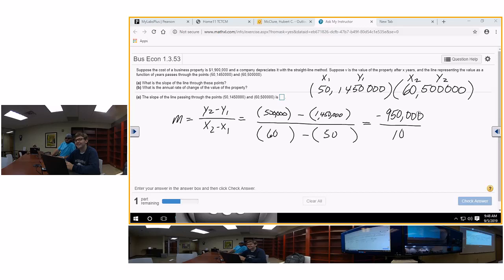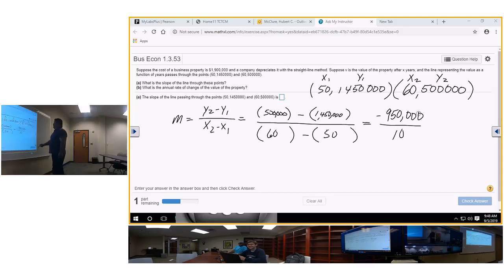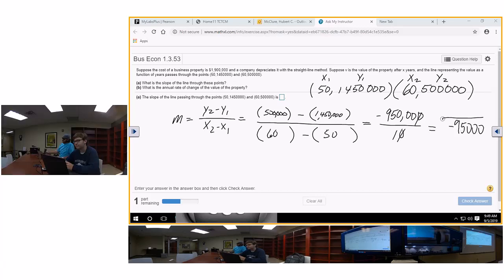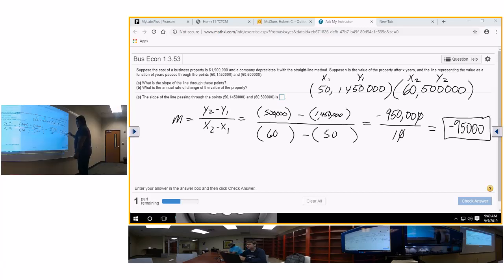All right, now, watch this, y'all. This is a trick I learned in the war. So that'd be negative 95,000. So the slope is negative 95,000. So now I've got a slope and I've got a point, one of these points. I'm going to use the point slope equation.